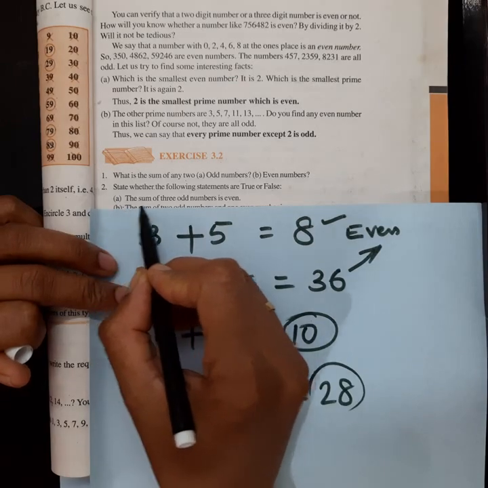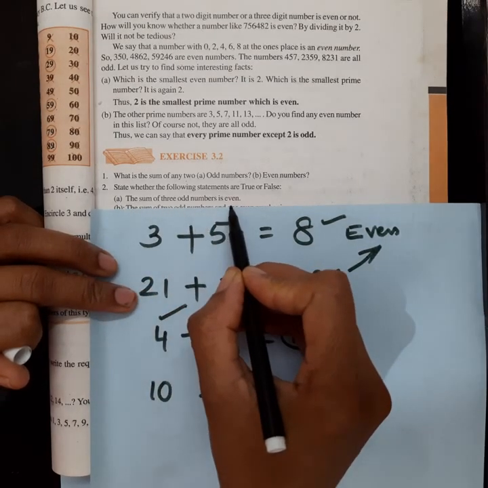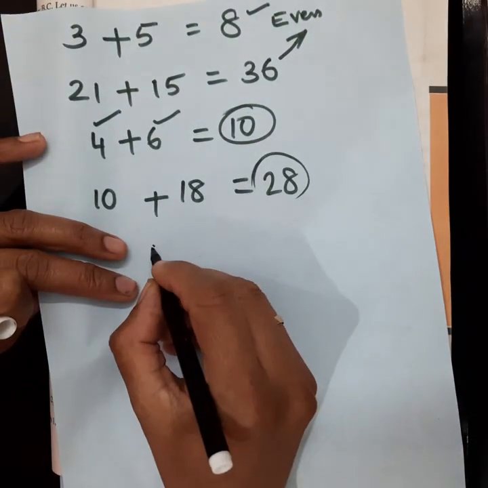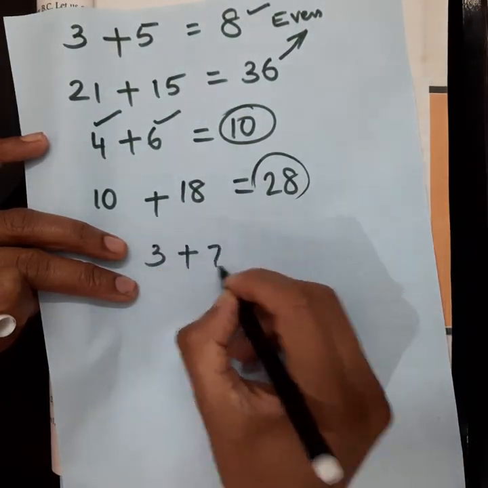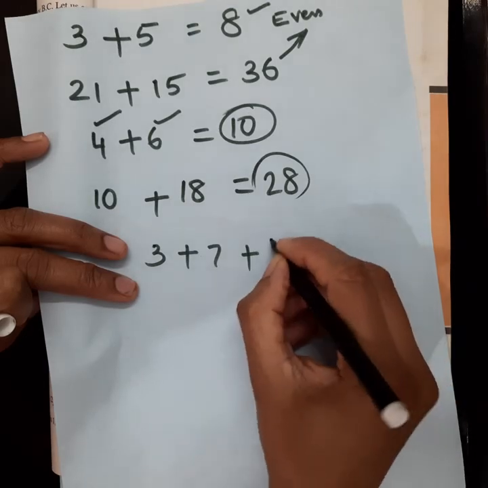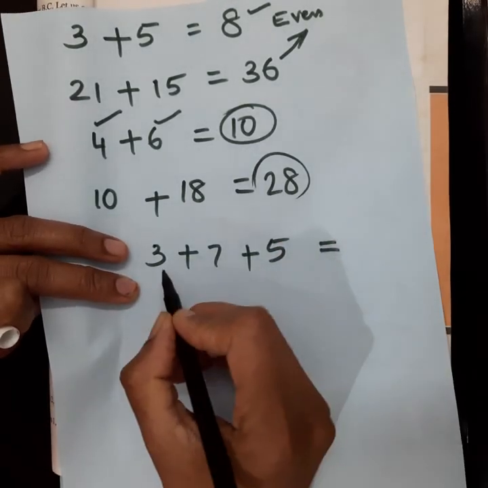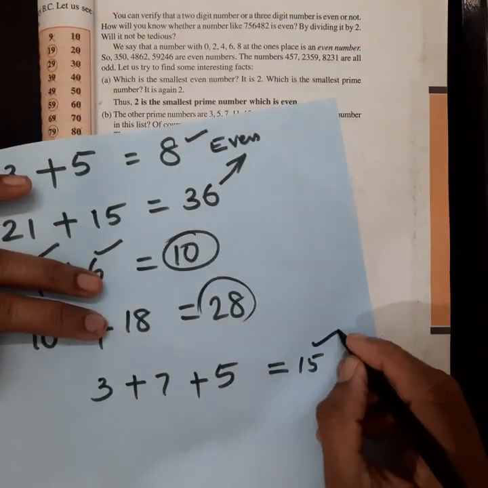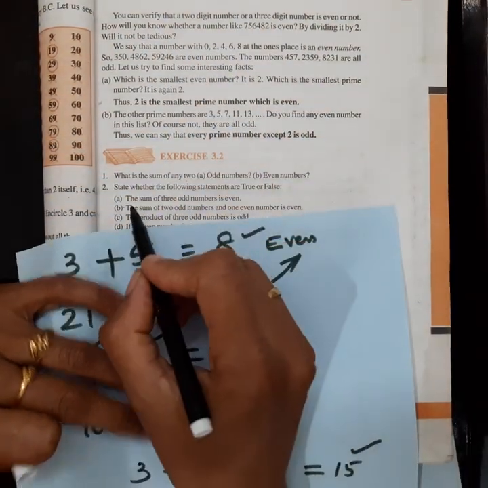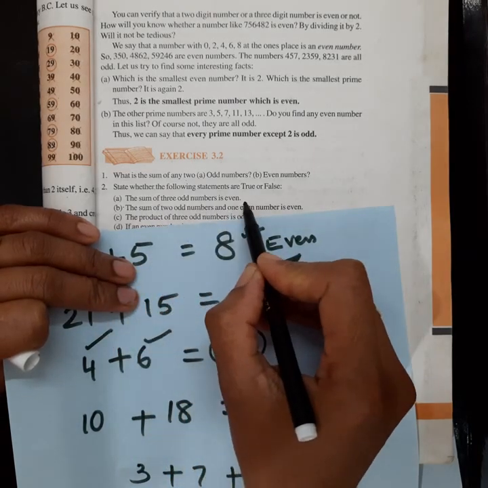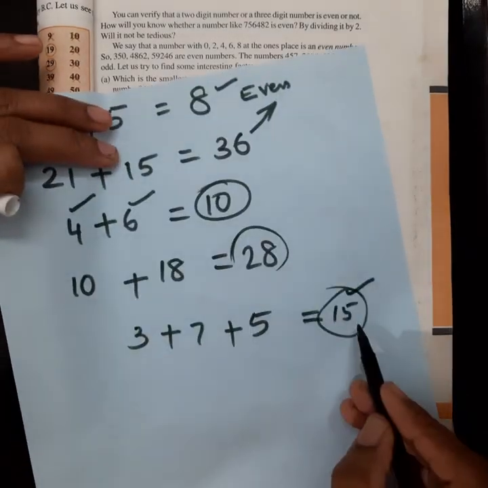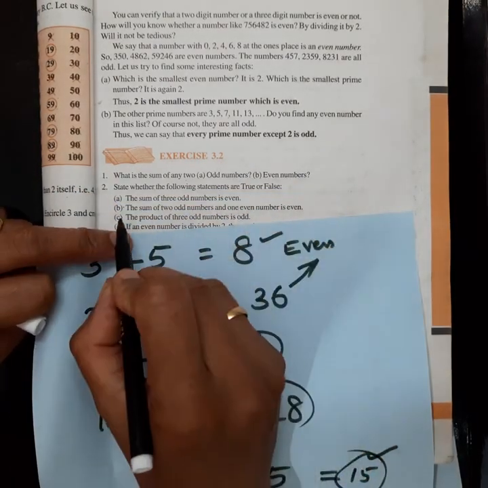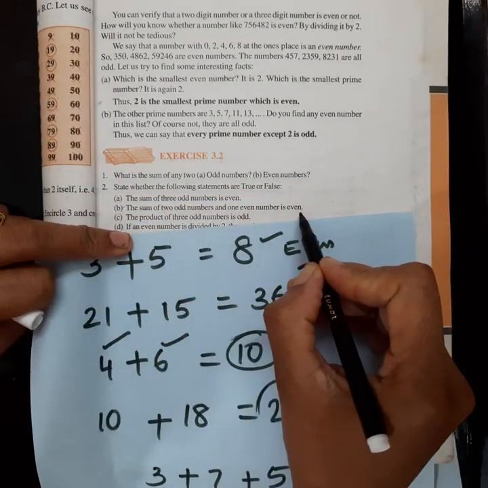The sum of three odd numbers is even. That is the question. Take three odd numbers: 3 plus 7 is 10, 10 plus 5 is 15. So we are getting an odd number itself. Here it says the sum of three odd numbers is even, but we got an odd number, not an even number. So it is false.